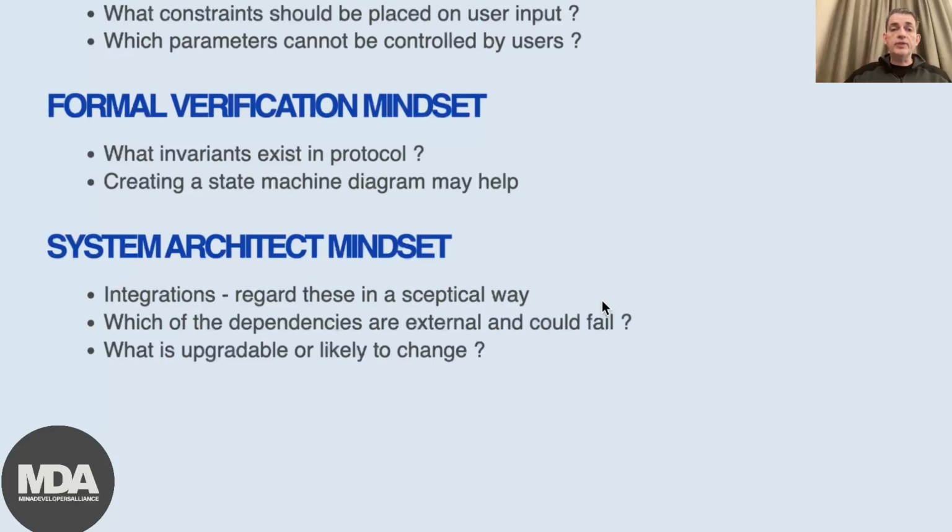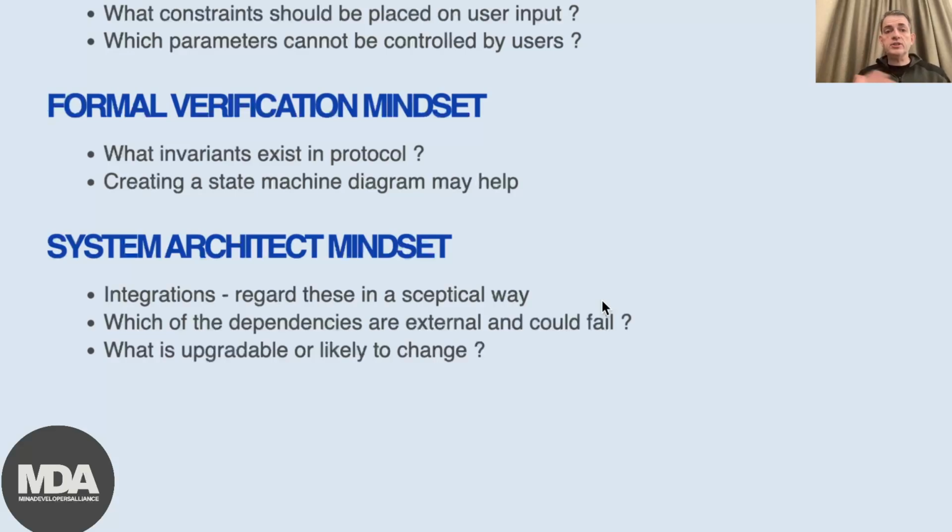Taking more of a formal verification mindset, you could look at, say, the invariants within the protocol. What has to be true if our application is working correctly? And what may help at this stage is to create a state machine diagram.